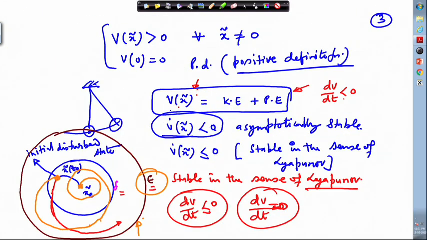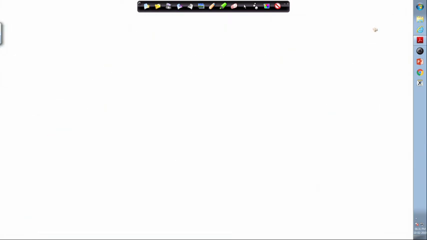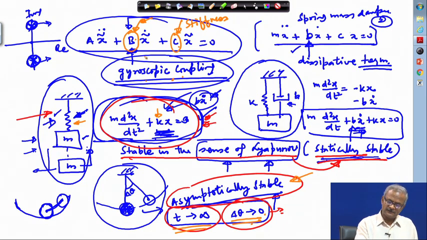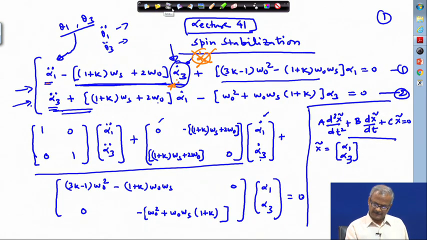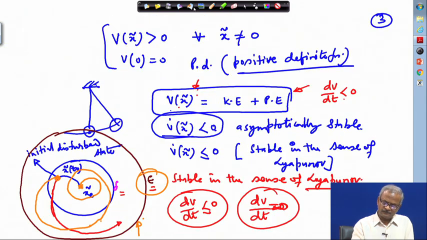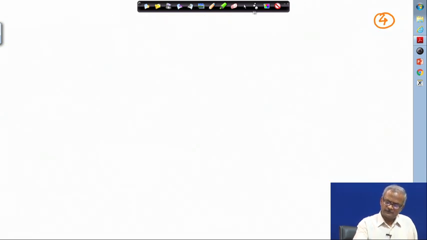Now we move to the other part. We will look into the stability part of this. For this particular equation, we go back here and look at this part. For stability, what is required is that C, which is a matrix, should be greater than 0, meaning it is a positive definite matrix.